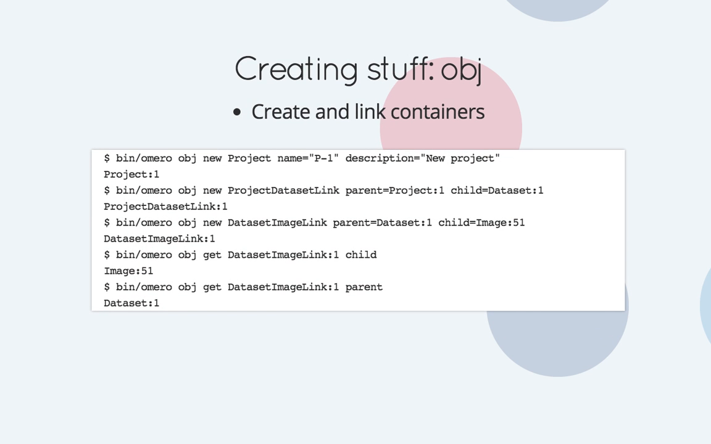We can create and link containers. So here we create a project with a name. We then create a project dataset link, giving it the parent, which is the project and its ID, and the child, which is the dataset and its ID. And this creates a project dataset link, so now that dataset is within that project. We can do the same for datasets and images. And as you see, we can then query the child or the parent or either of those. And what we've got at the end of this is effectively a project dataset hierarchy with a single image within it.